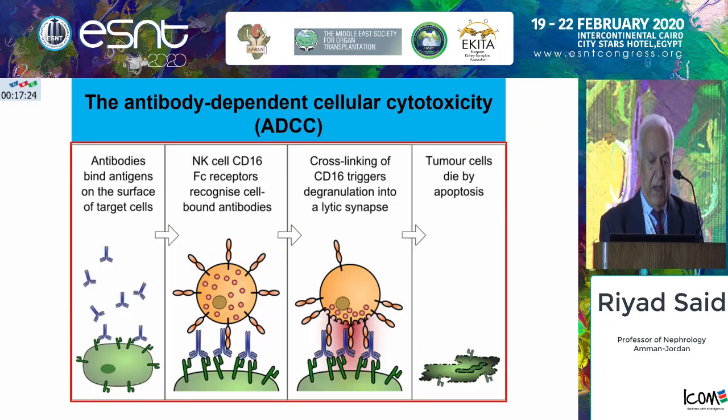What do we mean by antibody-dependent, which is the major site of action? The antibody binds to the antigen on the surface of the cell, and then the killer cells, through the CD18 receptor, recognize the antibody-bound cells. After that, in stage 3, cross-linkage of the CD18 triggers degranulation and lysis of the cell itself, and then the tumor cells die by apoptosis. This also occurs among normal cells.